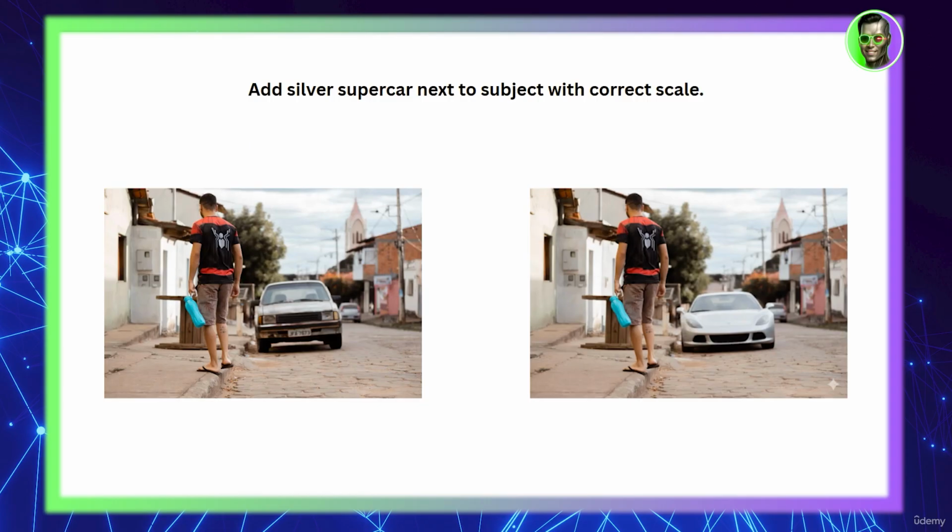You can also play with proximities. You can say add a silver supercar parked exactly next to the guy who is on the concrete, the guy that's standing on the curb. If you mention it like this, it's going to place it exactly close to his legs.